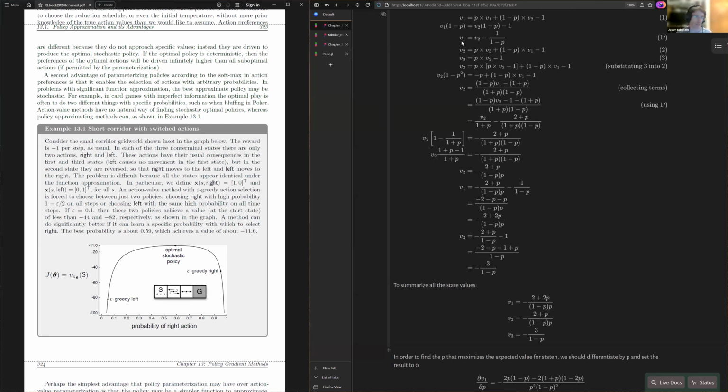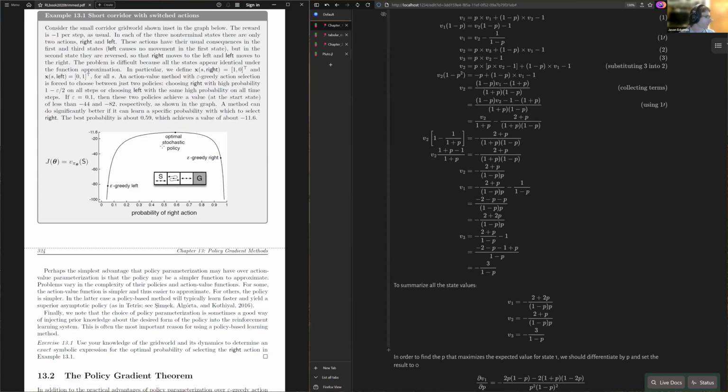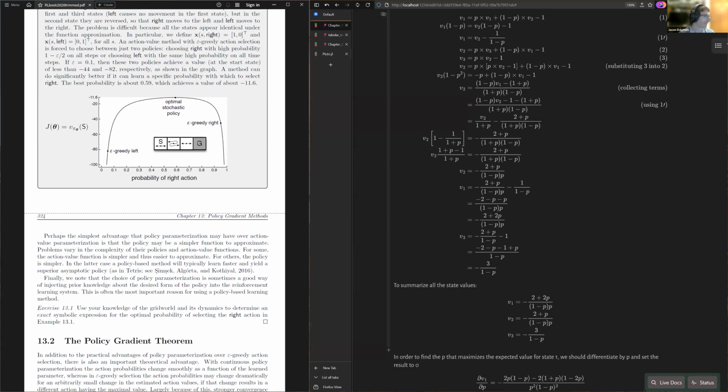So we have an expression for the value of state 1 in terms of the value of state 2. Now, we can write down a new equation for the value of state 2. Remember, in state 2, the actions are reversed. So if we go left, we end up in state 3. So that's here, P times V3. And then if we go right, we end up in state 1 again. So that's the 1 minus P times V1. And then finally, we have our expression for state 3. If we go right, the value of the terminal state is defined as 0. And then if we go left, we end up in state 2 again, which is this P times V2 minus 1.